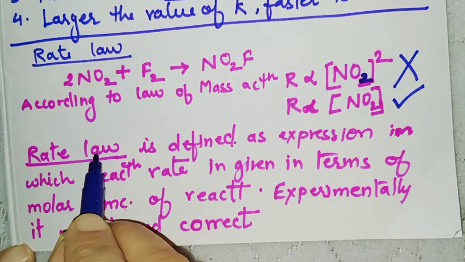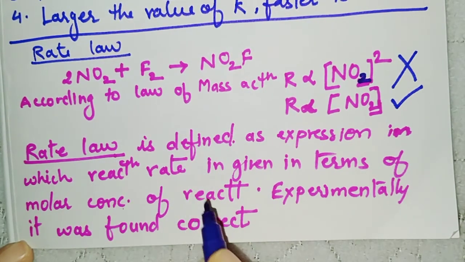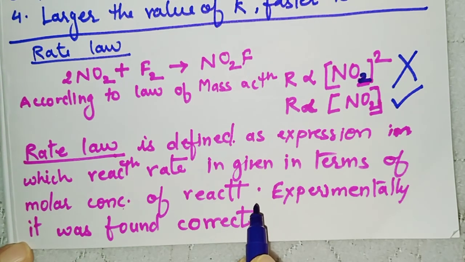So the rate law is experimentally found correct. This is the only difference between the law of mass action and rate law.